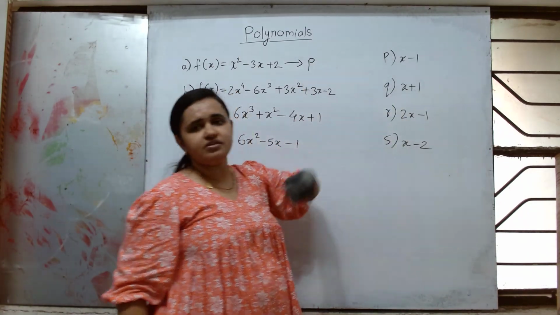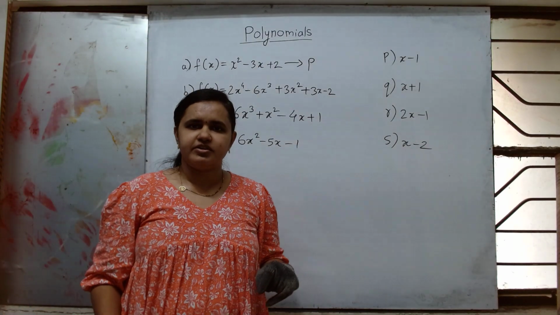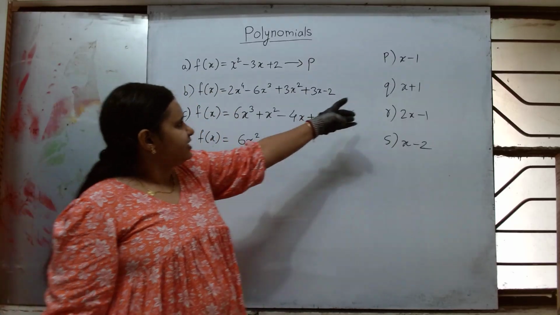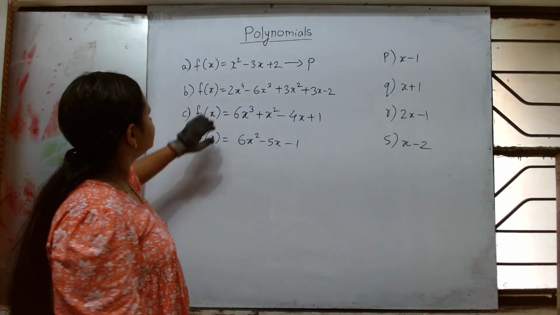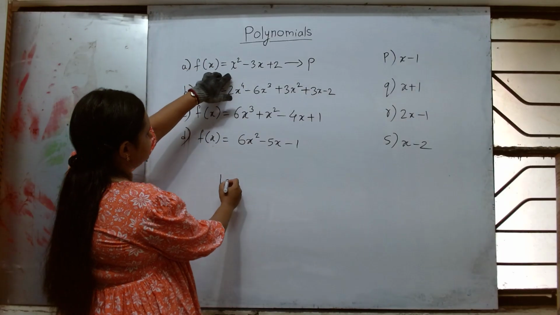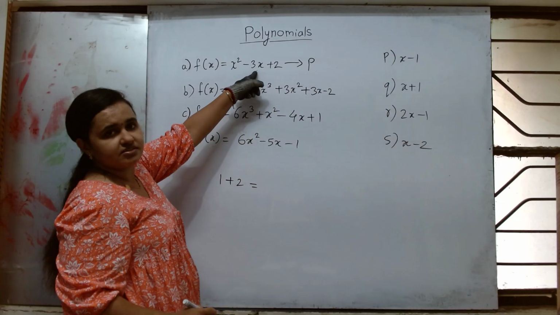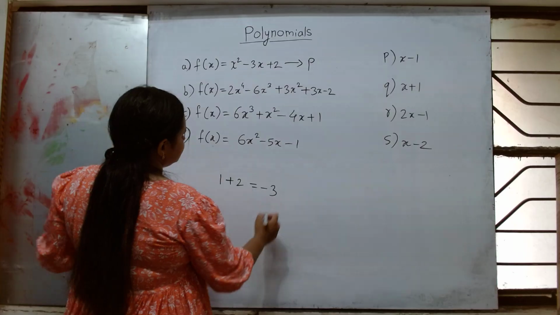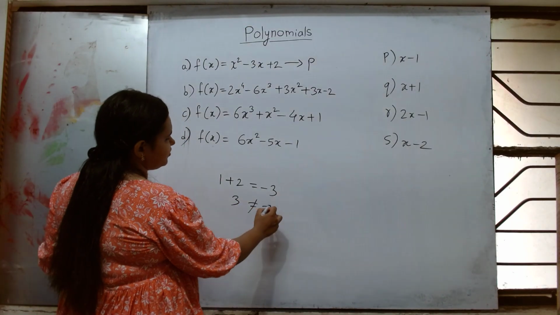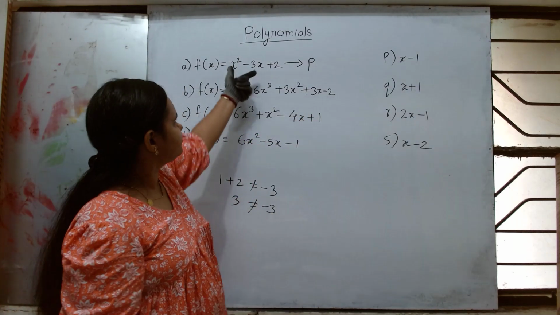Now, there is x plus 1. For x plus 1, what was the condition? The condition was if sum of the even powers of x and constant is equals to odd power of x, then x plus 1 will be the factor. Now, let us check it. Even powers of x are 1 and constant is 2 and odd powers is minus 3 only. So 1 plus 2, 3, it is not equals to minus 3. So x plus 1 will not be the factor of this polynomial.